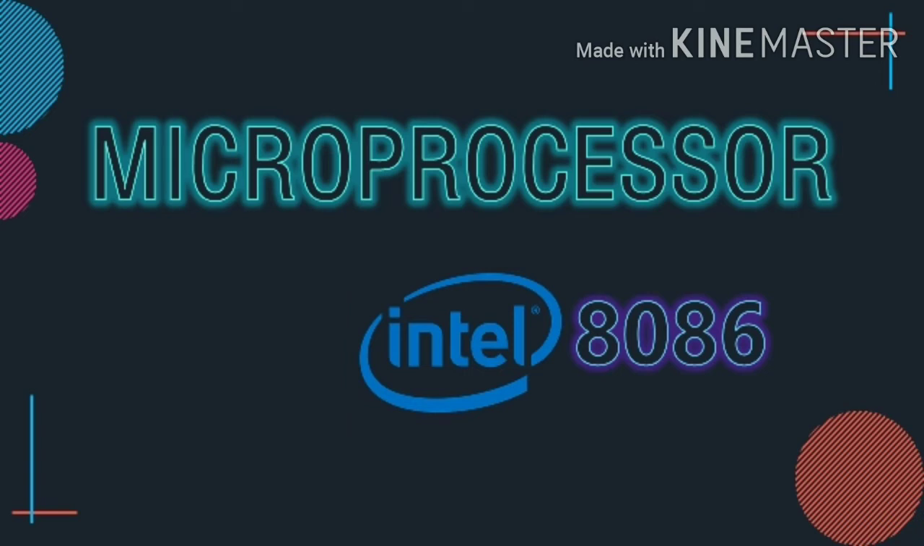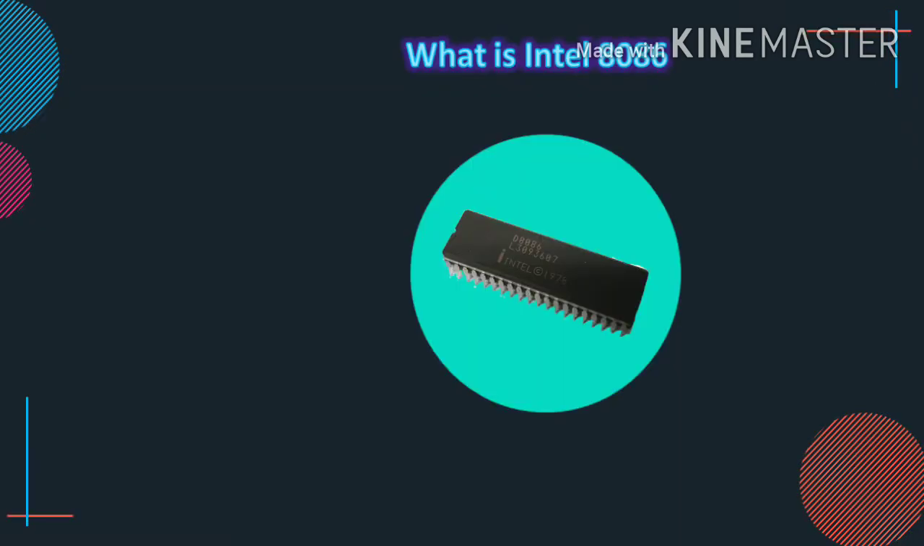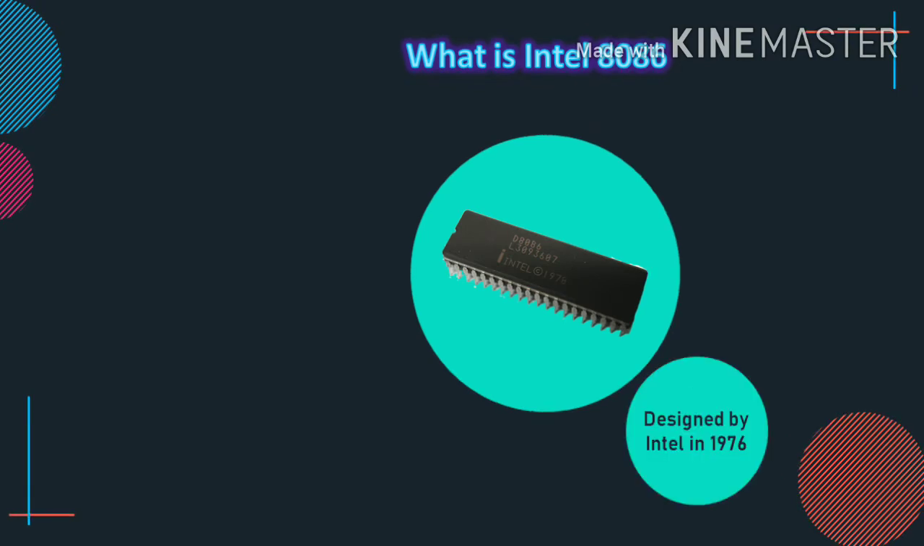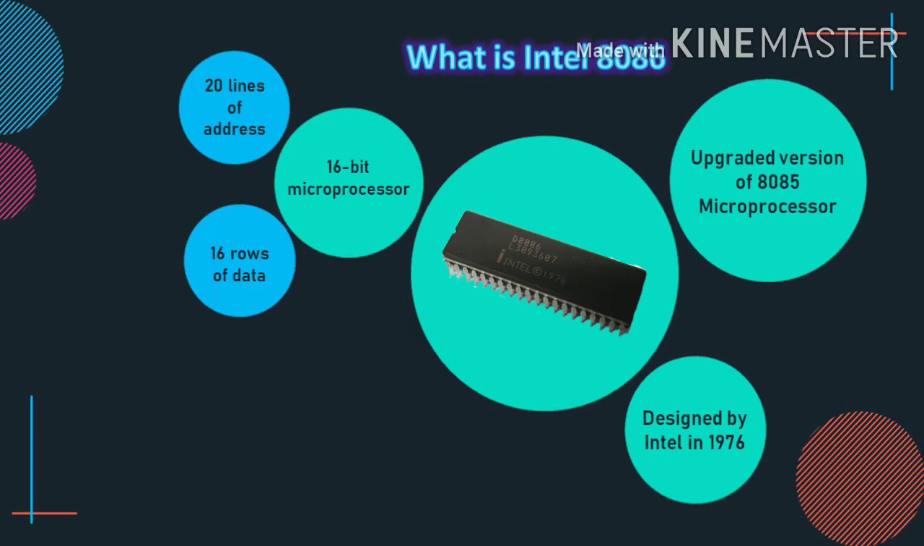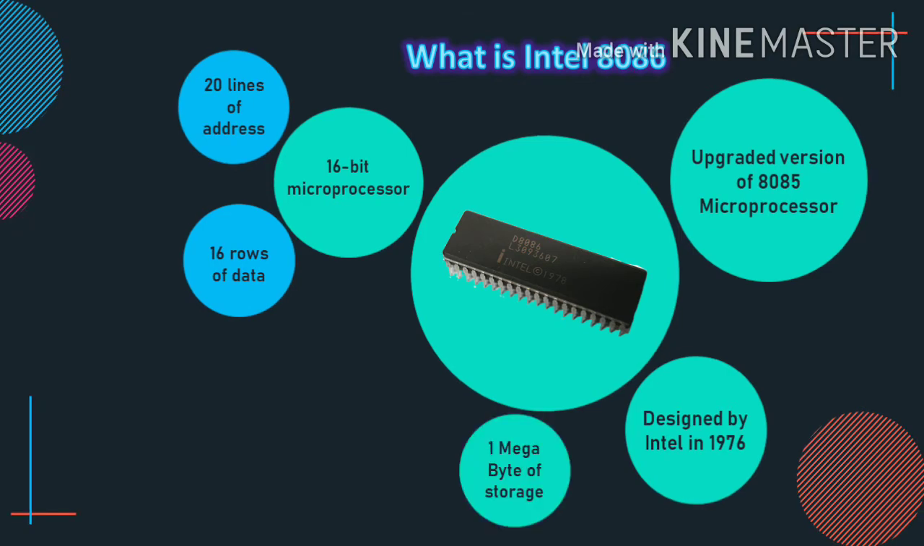First, what is Intel 8086? The 8086 microprocessor was designed by Intel in 1976. Basically, the 8086 microprocessor is an upgraded version of the 8085 microprocessor. It is a 16-bit microprocessor with 20 lines of address and 16 lines of data. It can provide up to 1 megabyte of storage. Besides, it also consists of a dominant set of instructions which are able to provide operations like multiplication and division easily.